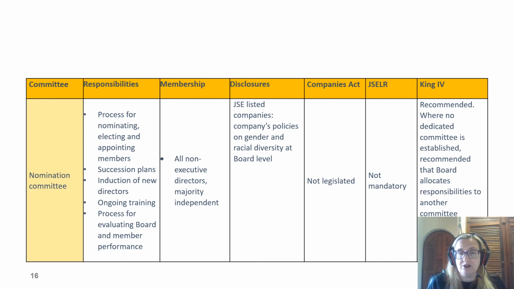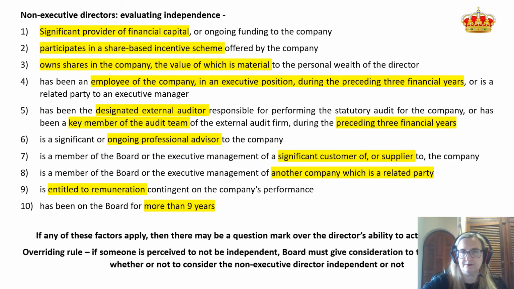Membership should be only non-executive directors, the majority of whom should be independent. If you do not have a nomination committee, then King recommends that there is someone on the board, or a group of people on the board who look over these responsibilities. Let's have a look at what it means to be a non-executive director and how we go about evaluating independence.